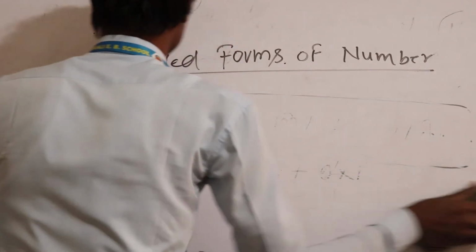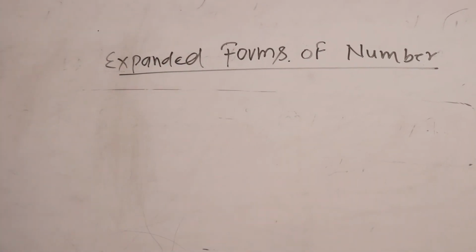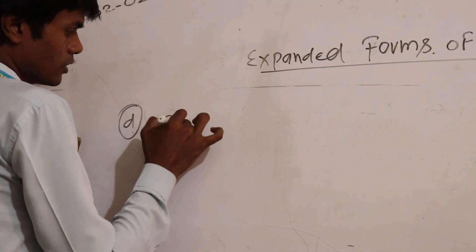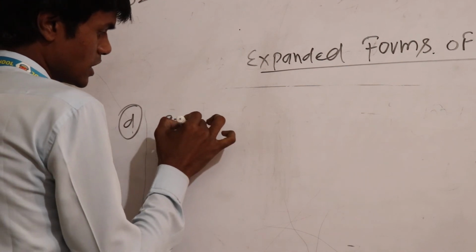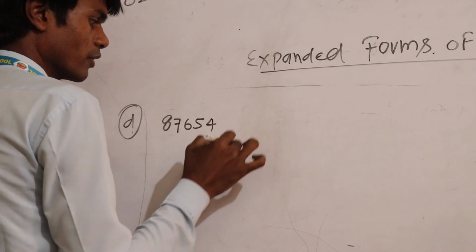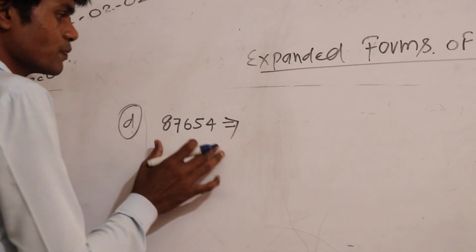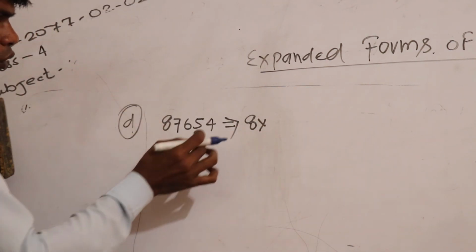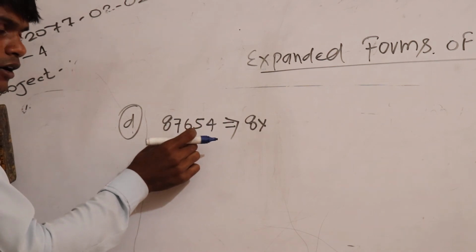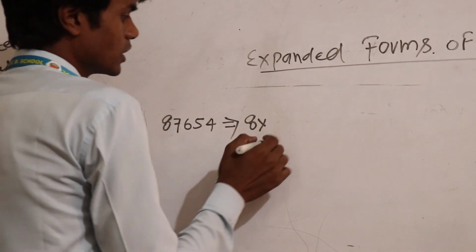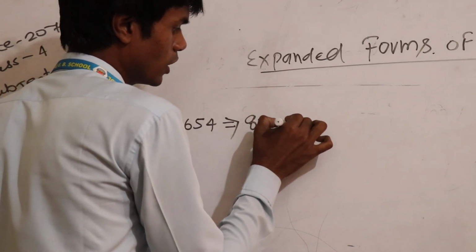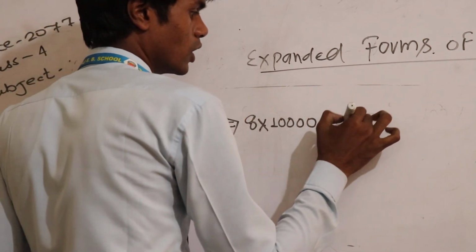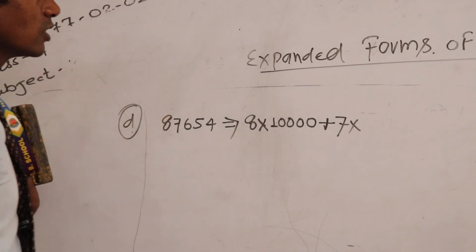And next number: 8, 7, 6, 5, and 4. Expanded form. Place value of 8: 1, 10, 100, 1000, 10,000. We can write 10,000. Again, 7. The place value of 7 is what?